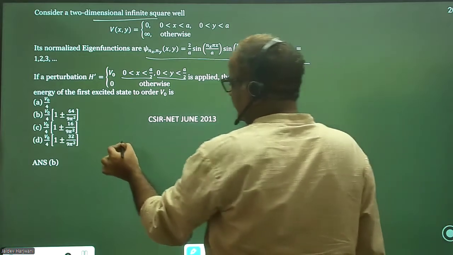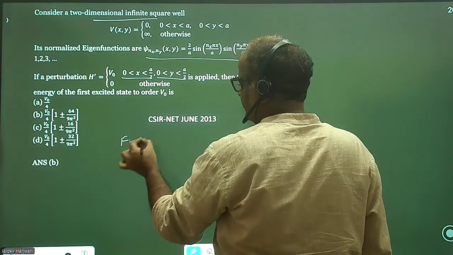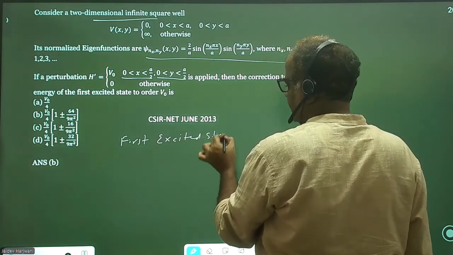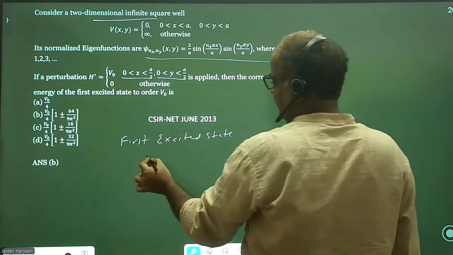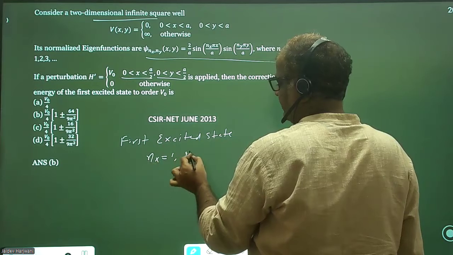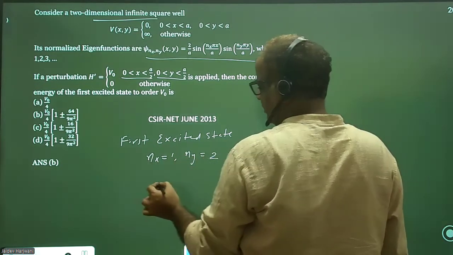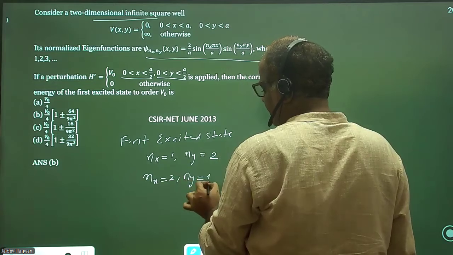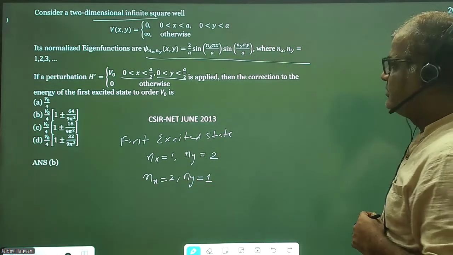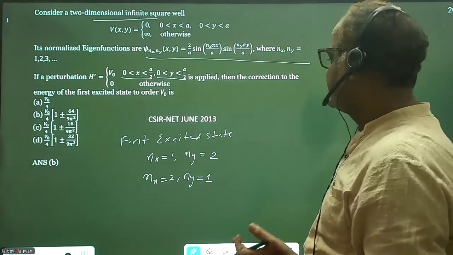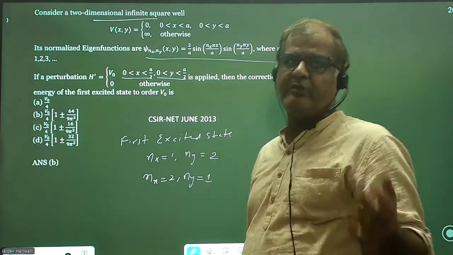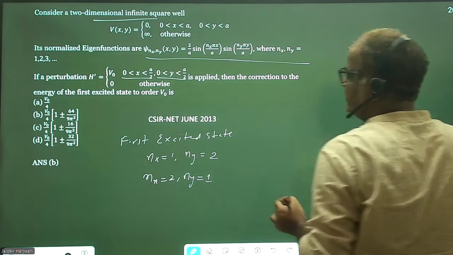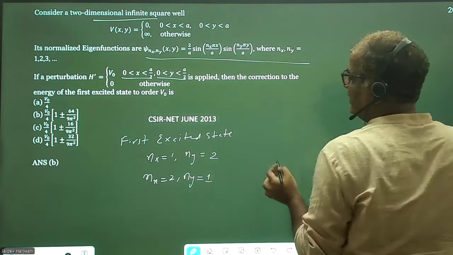And for the first excited state, you have nx 1, ny 2, or you can also write nx 2, ny 1. So this first excited state is degenerate, and you need to apply degenerate perturbation theory. So let me now write the functions, two functions with the same energy.